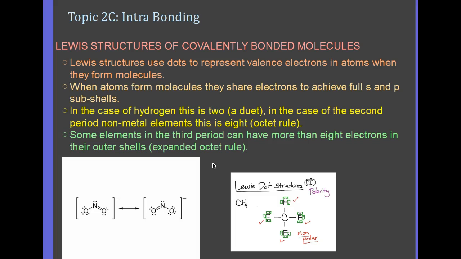So most elements want to have 8. Hydrogen wants to have 2. Some elements in the third period can have more than 8 electrons in their outer shells because of the expanded octet rule, because of their d orbitals, just so you know.